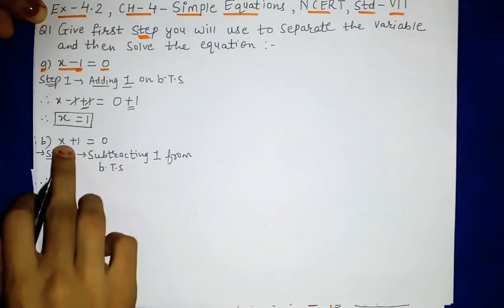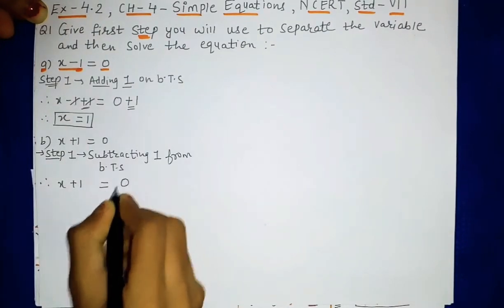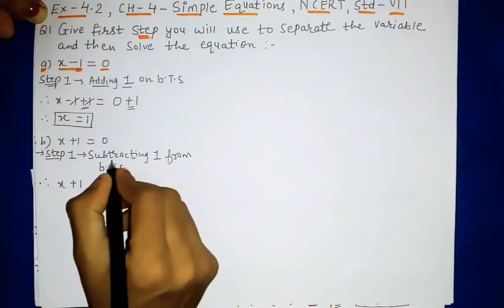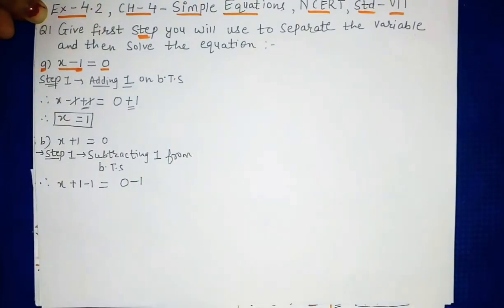So now our equation is x plus 1 equal to 0. This was our equation in the question. I am doing subtracting 1. So यहाँ पे -1 रख देंगे और यहाँ पे भी -1 रख देंगे.